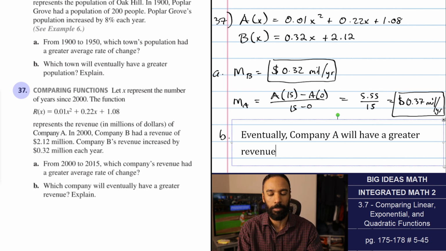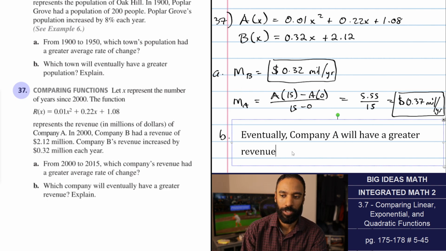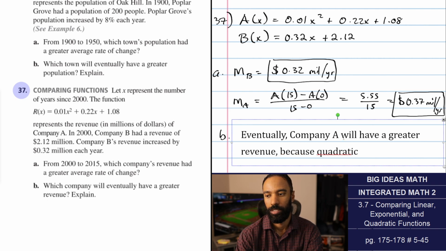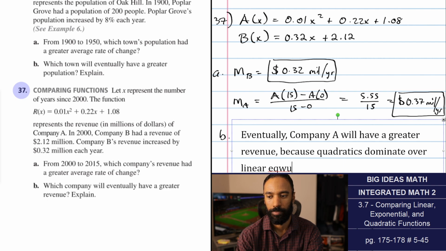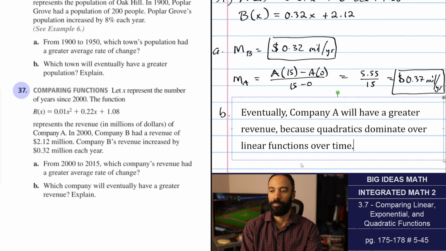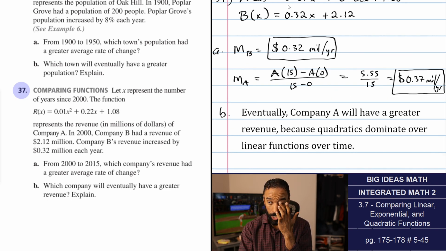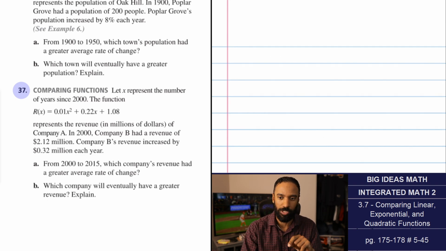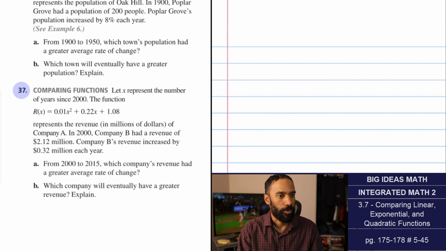Over time, eventually company A will have greater revenue because quadratics dominate over linear equations over time. Okay. So they didn't really have us check on that. They asked for average rate of change, so it was kind of a thing. Let me take care of some sniffles a little more. Okay.